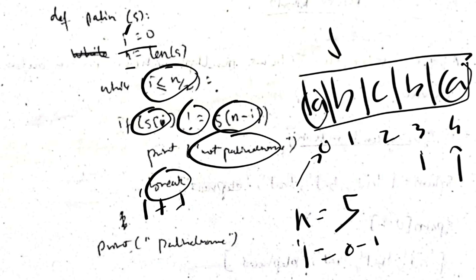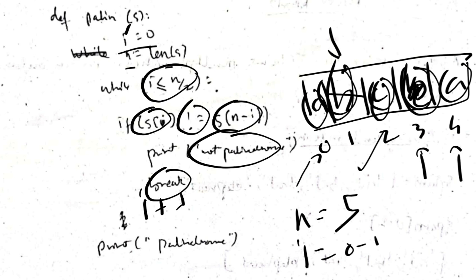So n minus 1 minus i is 5 minus 1 minus 1, which is 3. So it will check this one and this one. Again it will check this one with this one, which is obviously the same, so it will check and say it is a palindrome. Okay, suppose that instead of b here I had c. This one was checked with this one in the second iteration and it is not equal, so it will print not palindrome and it will break. Okay.